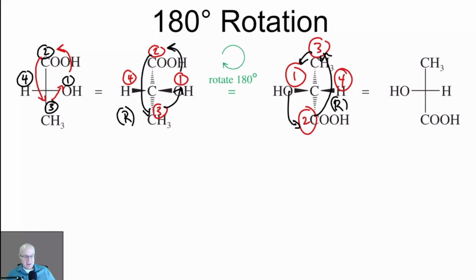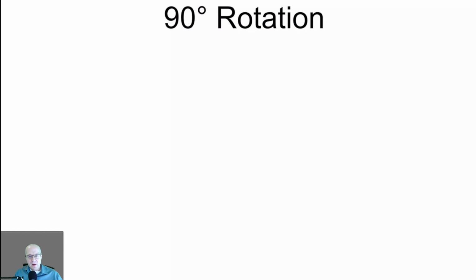And that's the key. It does not change the R. It does not change the S. So it was R here, rotated at 180, it's still R. Now let's take that same Fischer projection, rotate it 90 degrees, and see what happens, and see why it's forbidden, why you can't do it, or why it's wrong when you do it.